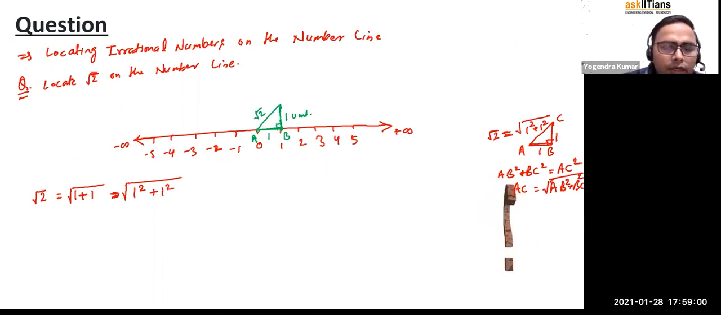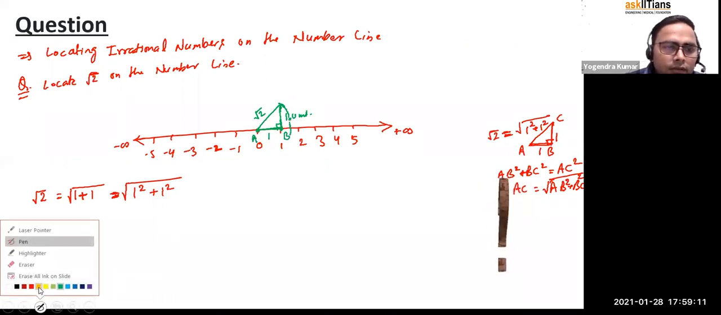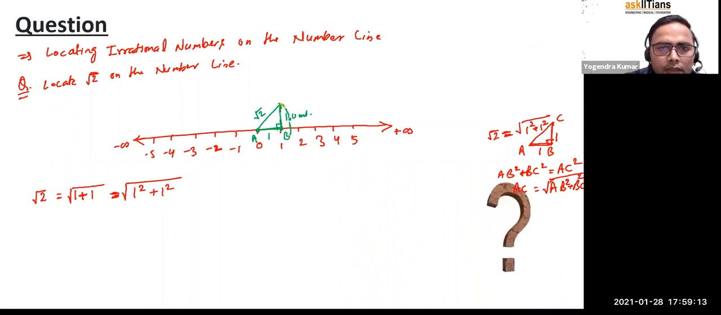Now what will you do? You will keep the compass here and take the measurement till here, and you will make an arc like this, downward. We'll make an arc like this.